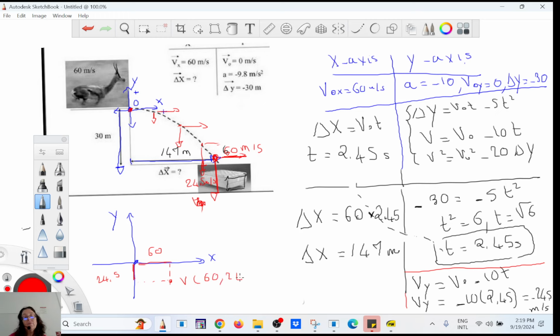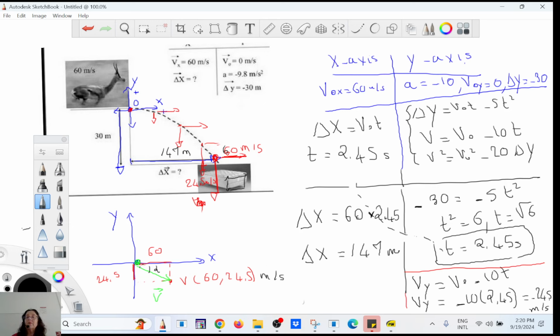So that point here is going to be 60, 24.5. I didn't do anything special, right? But then, because it's a vector, it needs a tail and it needs a head. So the tail is always here at the origin, and that will be the head. This is what we call a vector. It has a magnitude, how fast, a unit, meters per second, and a direction. And we'll talk about the direction later.